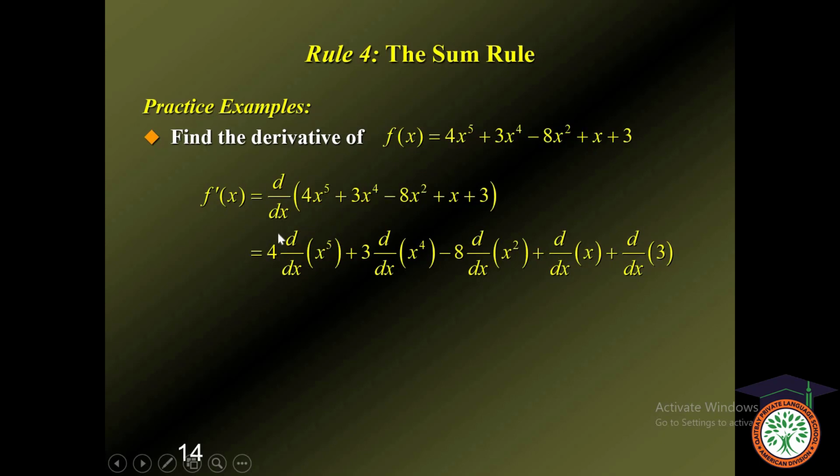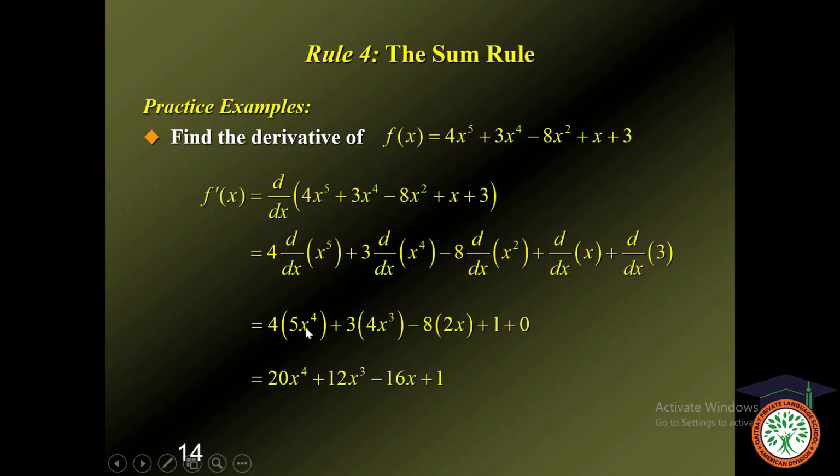Here, derivative of the expression with respect to x, d over dx or f dash x. First step, isolate the constant and x power 5. Isolate 3 and then x power 4. Negative 8 and x power 2. 3x and 3 as a constant. First term, 4, it's going to be 4 multiply what? Yes, 5x power 4, and so on.